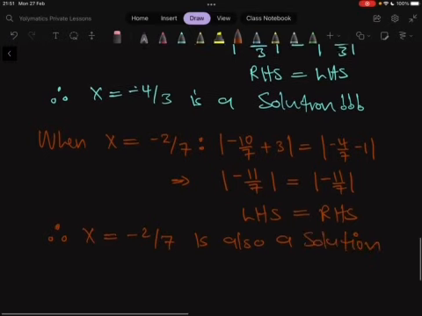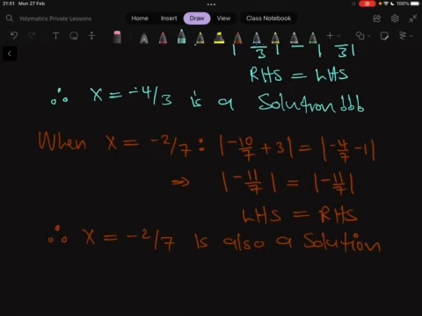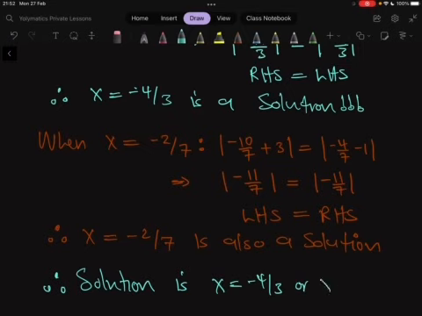You see. So therefore, what can we conclude? The solution is x equals negative 4/3, or x equals negative 2/7. You see, these are things that you must make sure that you understand every time when it comes to solving problems using the squaring technique. So this is how you employ the squaring technique for solving absolute value equations.